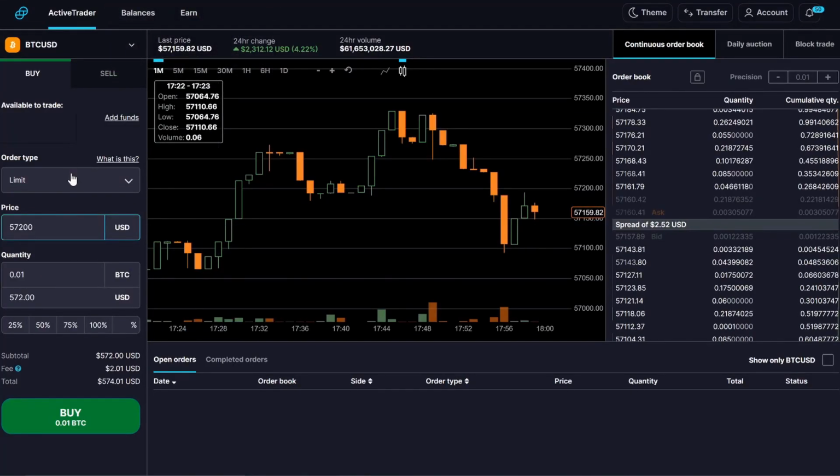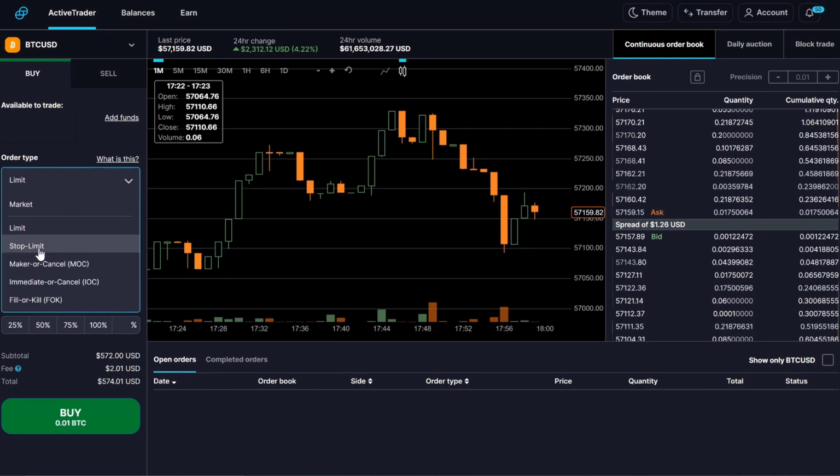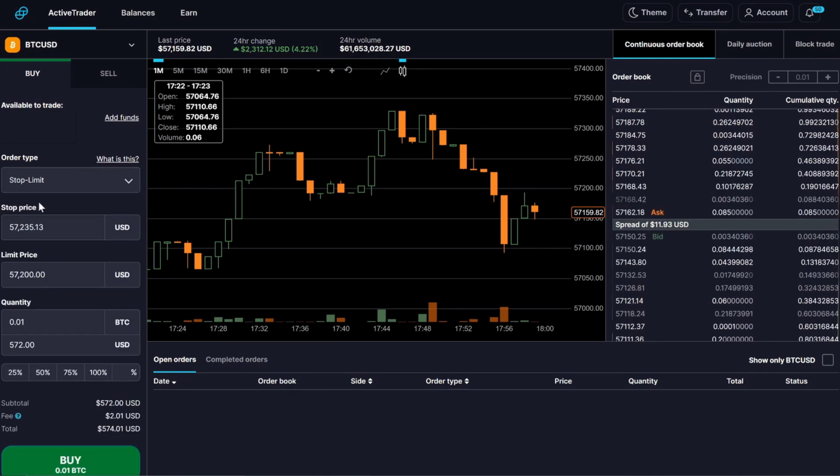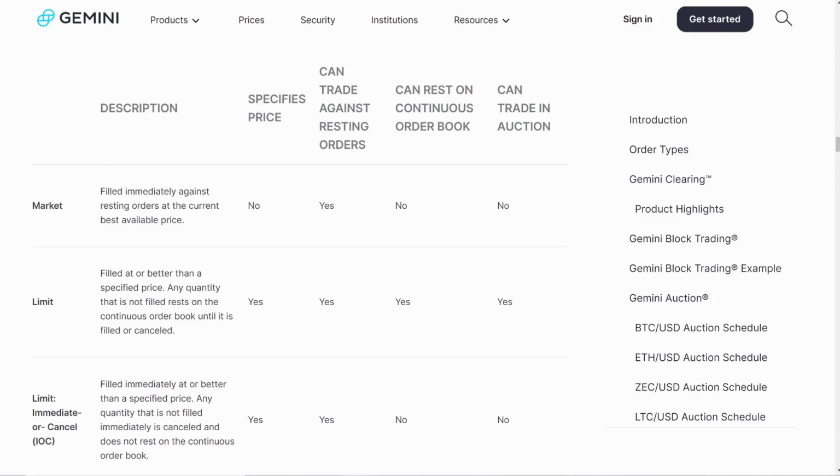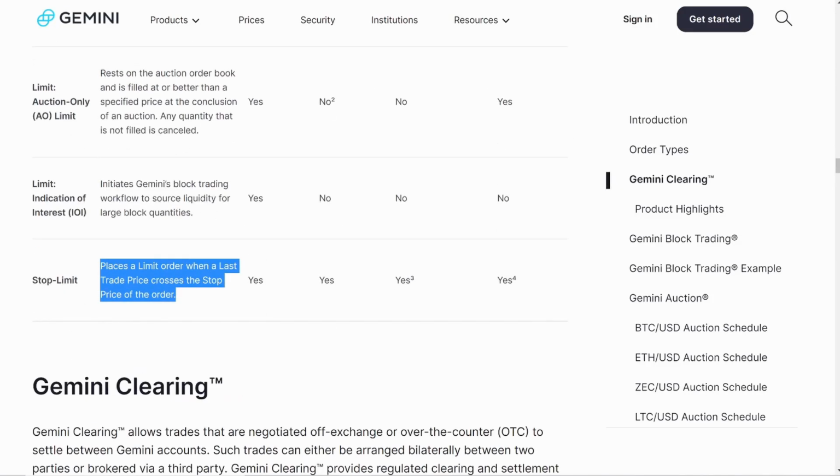But you may be interested in something called a stop limit. So this may confuse you. Why do we have two prices? We have a stop price and a limit price. What does that mean? And if we jump back over to their definitions, this really doesn't say too much. It's just one sentence. Place a limit order when a last trade price crosses the stop price of the order.